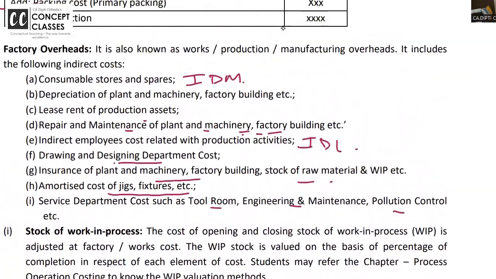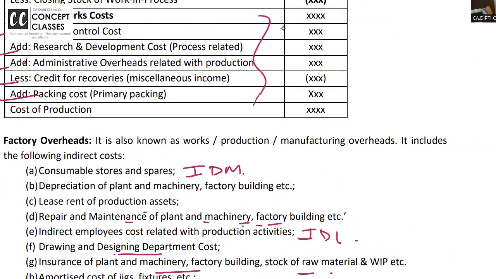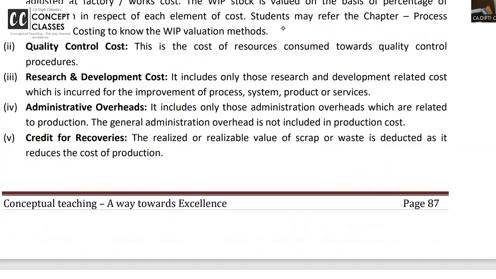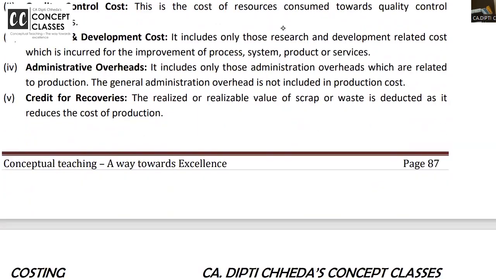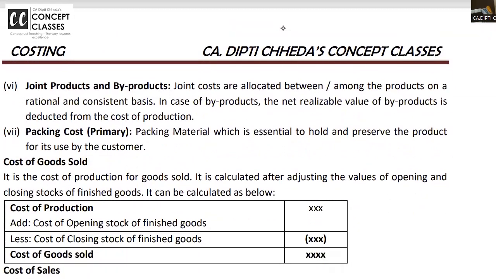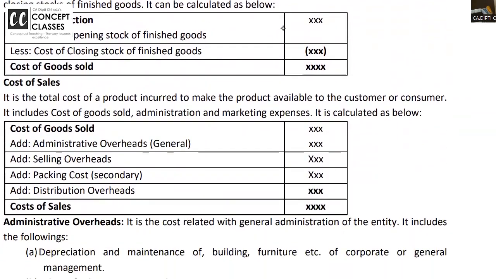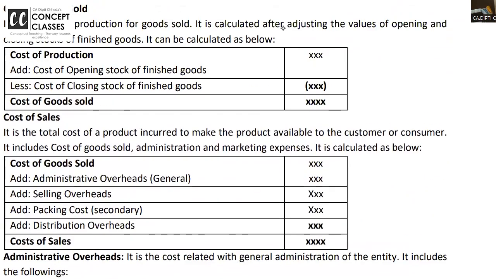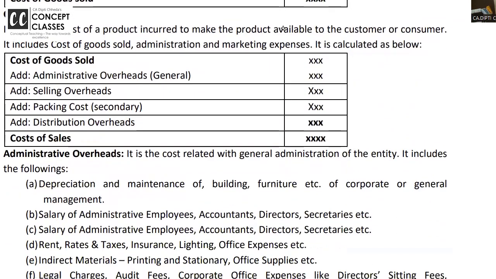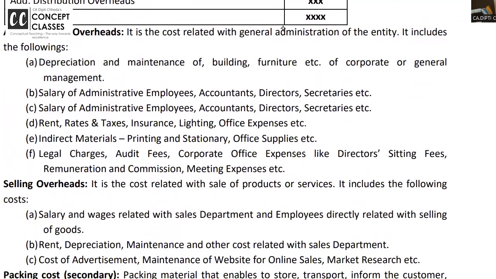Separately, after the factory overhead, you have to add all this in factory cost. Quality control cost, R&D, admin, credit for the recovery, sale of the scrap, any other primary packing and all. If it is, then you have finished goods and then you have admin overhead, selling, packing, all.